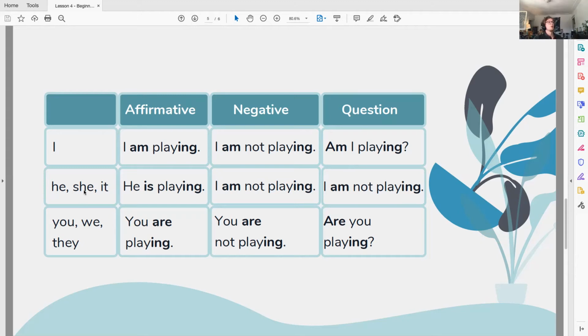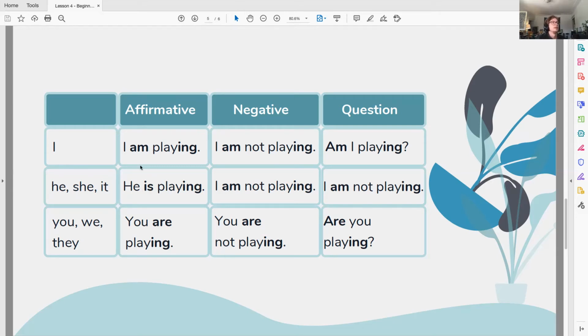Now, if you want to talk about the different subjects we can use, we'll say he, she, it. So instead of saying am, we would say he is playing. It's not listed here, but if we wanted to negate that, we would just say he is not playing or she is not playing. And if we wanted to turn it into a question, it's the same. You just need to put the is first. So it would be, is he or she playing?